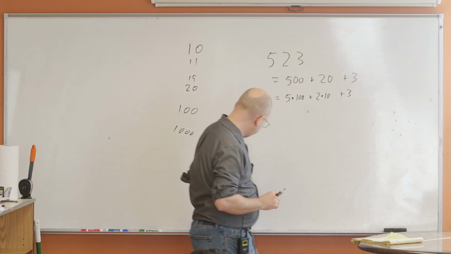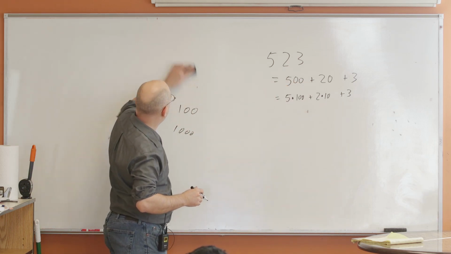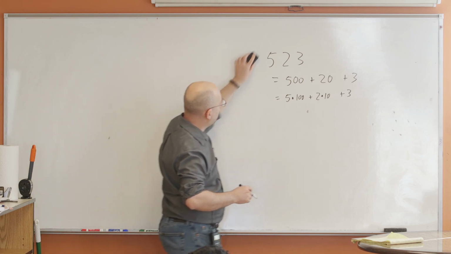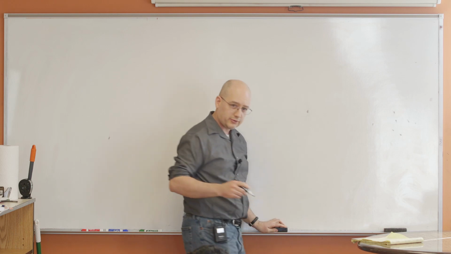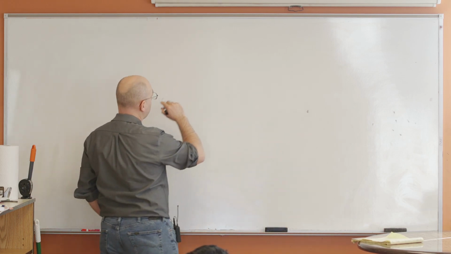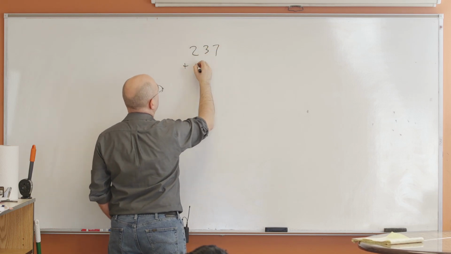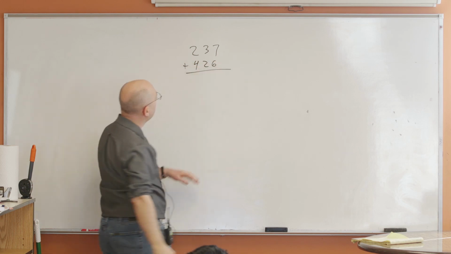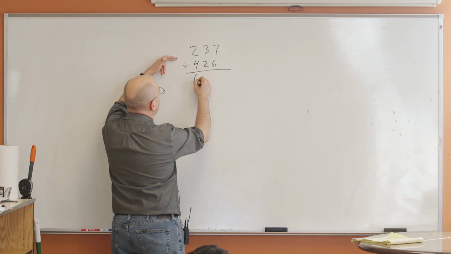Alrighty. And then, let's see. I taught you the technique of doing mathematics from left to right. So, for example, 237 plus 426. Start on the left and add down.